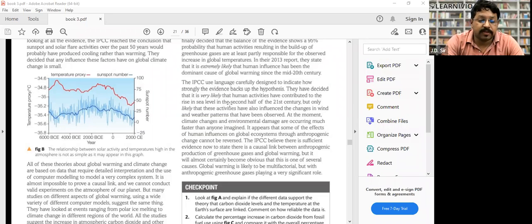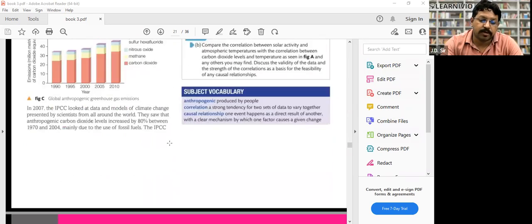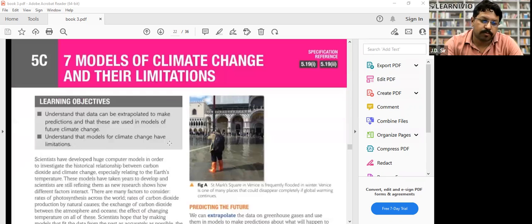The IPCC believes there is sufficient evidence to show that there is a causal link between the anthropogenic production of greenhouse gases and global warming. But it will almost certainly become obvious that this is one of several causes, right? Global warming is likely to be multifactorial, not a single factor; it depends on multiple factors. But anthropogenic greenhouse gases are playing a very significant role. It means the most important, still the prominent role, is that of human beings.